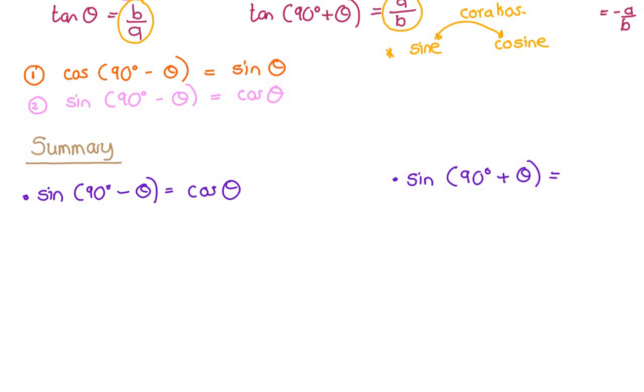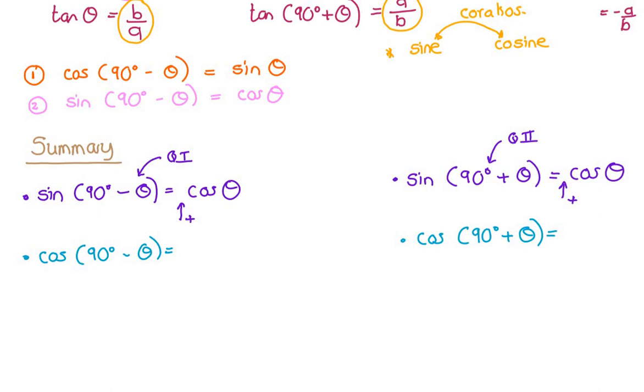Exactly the same with sine of 90 plus theta. This will reduce to cos theta. Now notice there's no negative signs here to worry about because this is quadrant 2, and in quadrant 2, sine is positive. This is quadrant 1. If you were working with an angle which is 90 minus, you would be in quadrant 1. And so both of those are positive because sine is positive in quadrants 1 and 2.